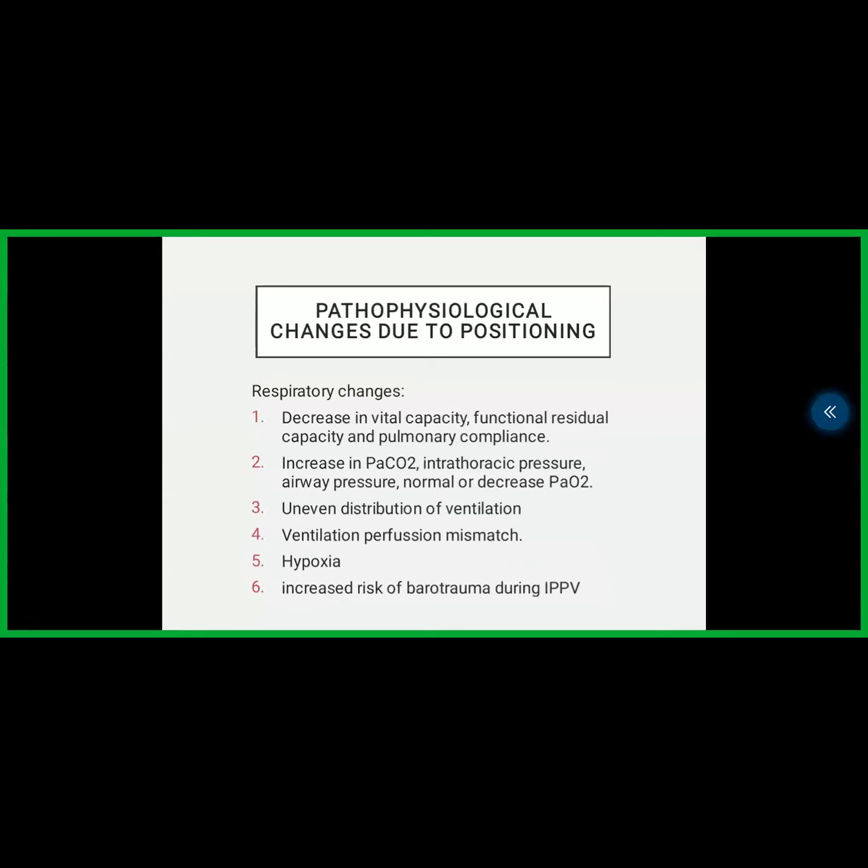So we'll now look at how the positioning and pneumoperitoneum affect the various organ systems in laparoscopic surgery. For the respiratory system, there's a decrease in vital capacity, functional residual capacity, and even pulmonary compliance as a result of this positioning, because of the cephalad displacement of the diaphragm. There's also an increase in the partial pressure of carbon dioxide because we are using mostly CO2 as the insufflation gas. There's also an increase in the intrathoracic pressure, also increased airway pressure, and normal or decreased partial pressure of oxygen. All these things together increase the ventilation-perfusion mismatch and could also lead to hypoxia and increase the risk of barotrauma during intermittent positive pressure ventilation.